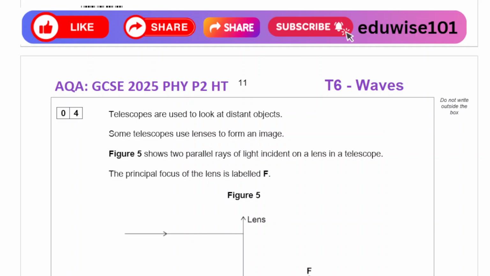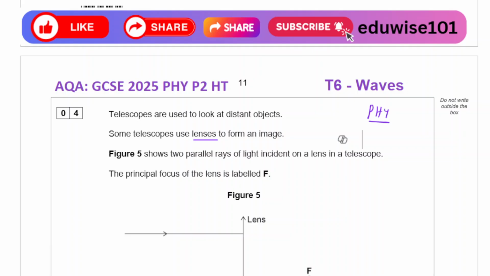In this video, I'm going to go through the AQA Physics Paper 2 Higher Tier from 2025. Question number 4 is on the topic of waves. Telescopes are used to look at distant objects. Some telescopes use lenses to form an image. So if this question is about lenses, it will only appear in the triple science paper because this is only physics only content. It doesn't appear in the combined science papers.